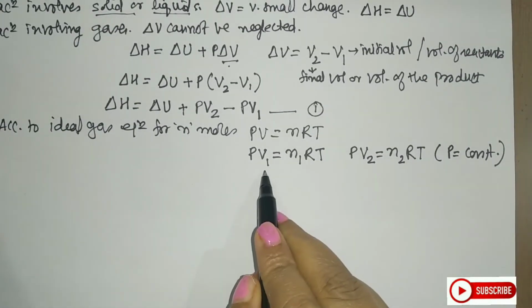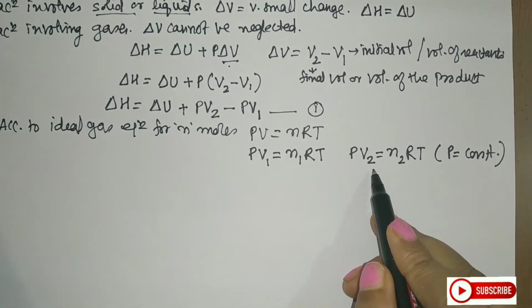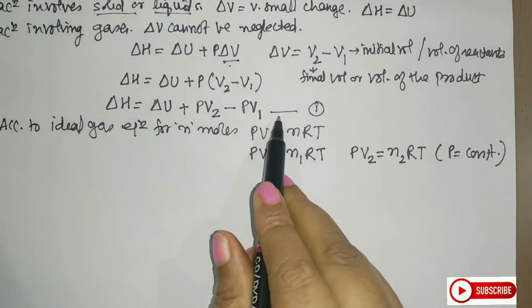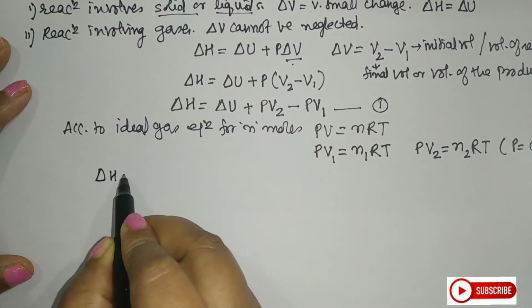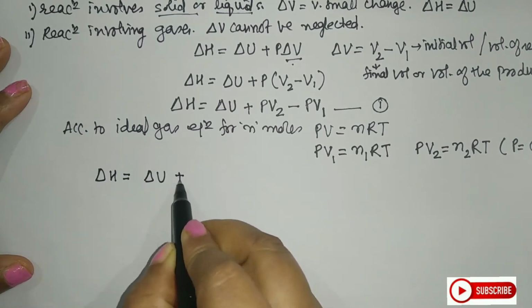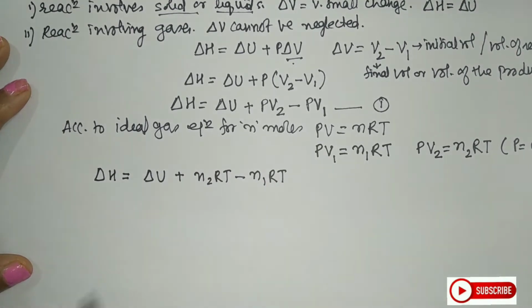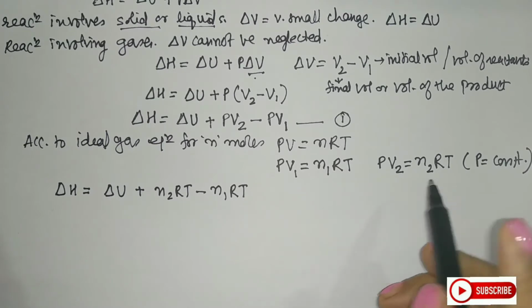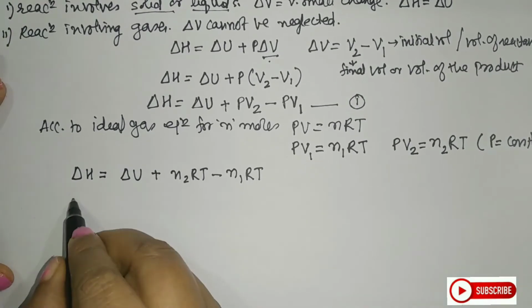Now V1 is the initial volume, or you can call it the volume of the reactants, and V2 is the final volume, the volume of the products. So let us substitute the value of PV1 and PV2 in equation 1 and let us see what you get. So you have delta H is equal to delta U plus N2 RT minus N1 RT. Why do R and T remain constant? Because the temperature of the system will remain constant throughout, and R is the gas constant which will not change. So let us see what you get.